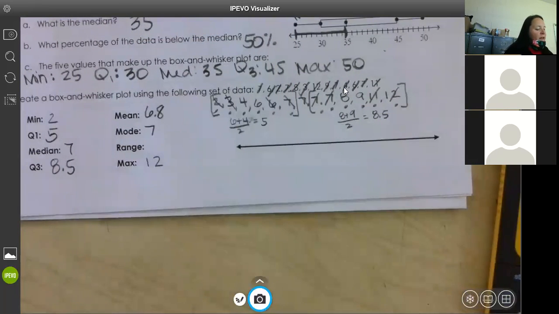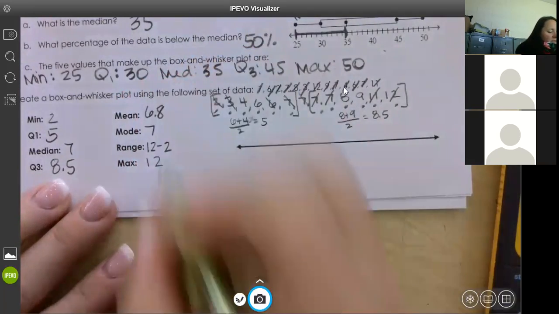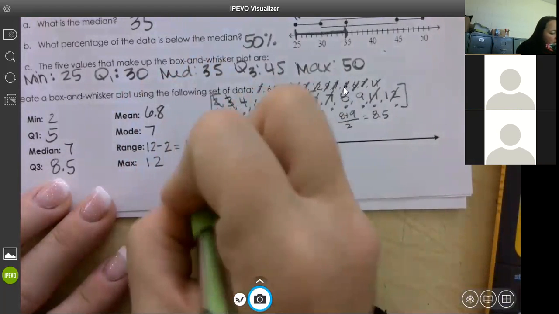And then remember your range. We did mean, median, mode. I don't know that we did range, but range is from a long while back, different classes. Your range is your highest minus your lowest. So what's 12 minus 2? 10. That's all we need.